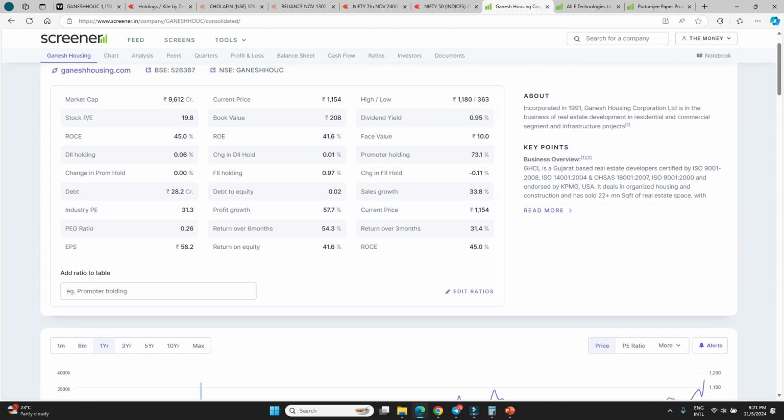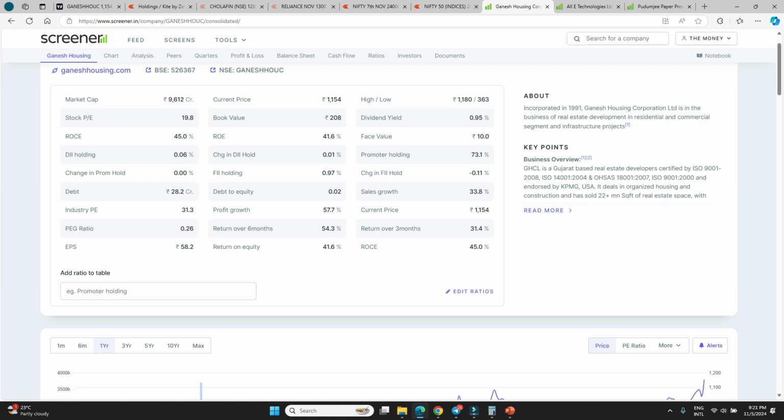First, I will check the promoter holding. After that, whether the promoter is selling or not: no selling. The third point, I see the debt: it is almost a debt-free company, it's fine.